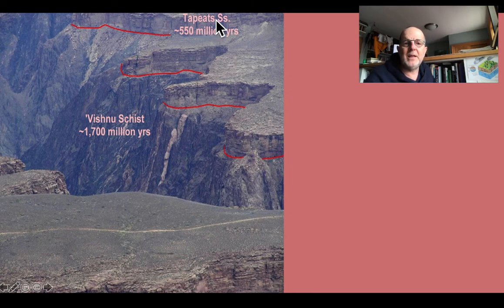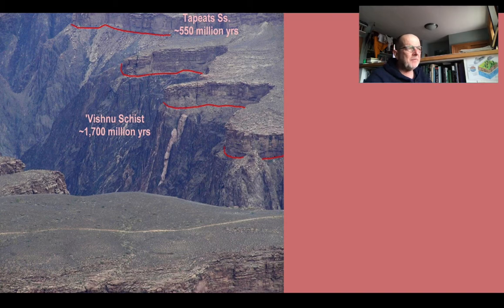So we have the Tapeats sandstone, 550 million years old, above the Vishnu schist, which is 1,700 million years, 1.7 billion years old. So a nonconformity of 1.2 billion years. That's a huge nonconformity. Now, if you want to learn about the rocks on Earth between this point and this point in the history, you can't go to the Grand Canyon. You have to go somewhere else.